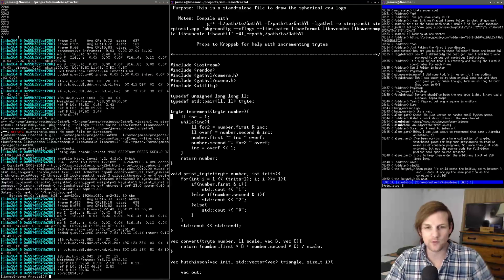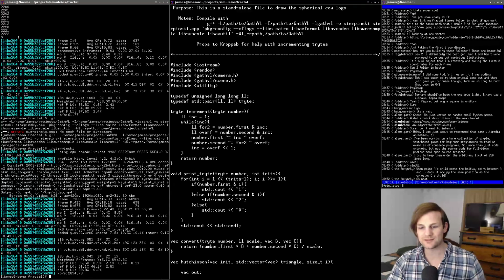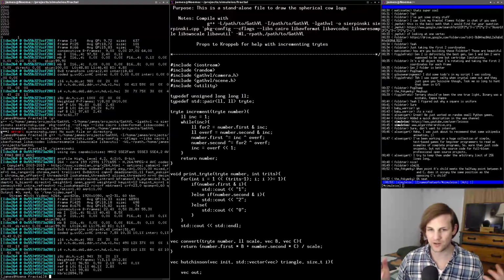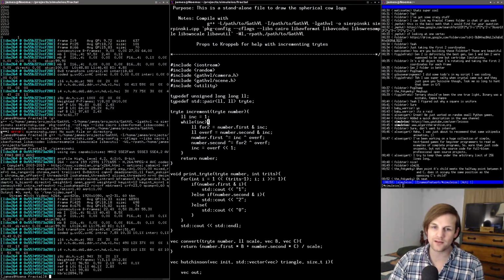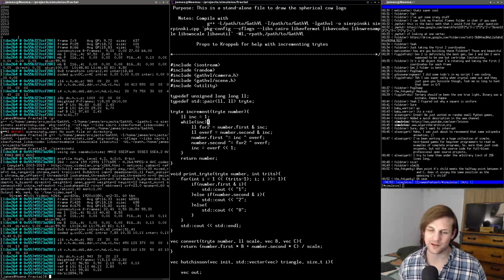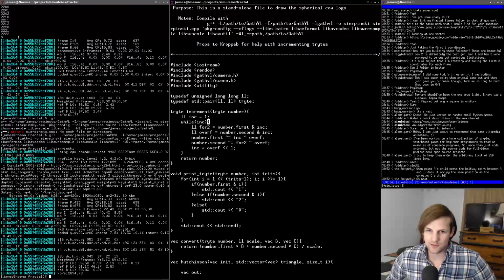Okay, so we've tried increment. What is this doing? So we have an LL, and an LL is a long. So what this should be is a pair of bits. So it should be 0 0, 0 1, 1 0, or 1 1. It's just a pair of bits. And what we say is while increment. So while we're incrementing this, we're going to say LL, which is another long, 4, 2 is equal to number.first, and increment. Okay, so we're using bitwise operations. We're using the bitwise AND operation here. What we're doing is outputting the bitwise AND of increment, which is just 1, right?